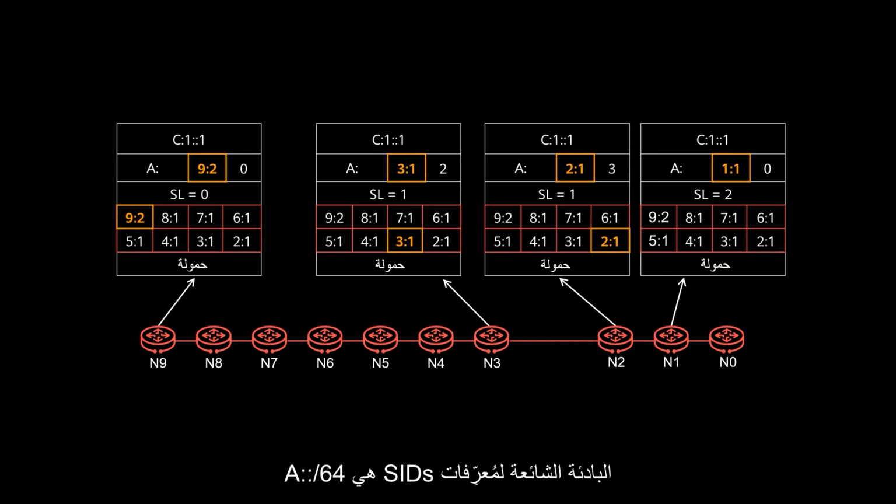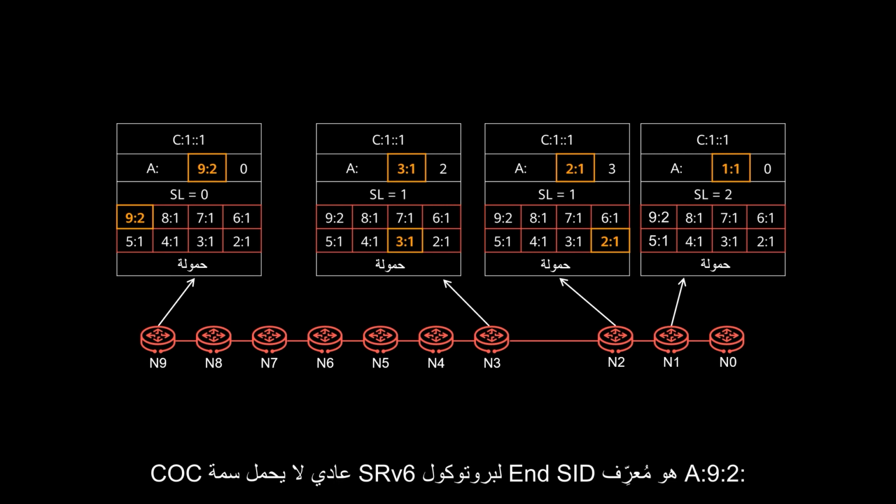The common prefix of SIDs is a::/64, and the node ID and function ID fields are both 16 bits long, but actually it can be like 20 bits and 12 bits. It's up to you. The argument field is 32 bits long and all set to zeros. As such, the SIDs from a:1:1:1 until a:8:1:1 are all End SIDs with COC flavors. And a:9:2 is the normal SRv6 End SID without the COC flavor.